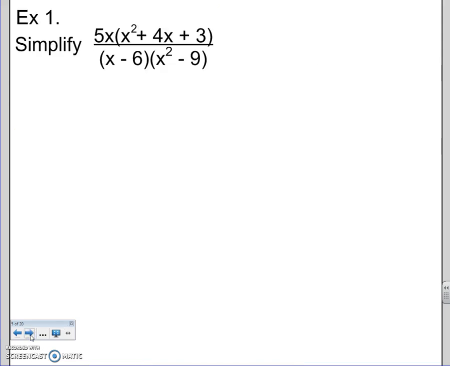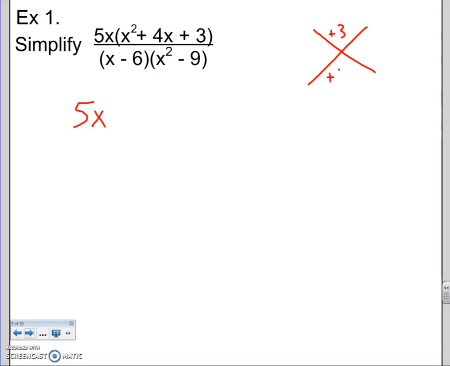All right, so let's do the steps. So first is factor everything. For the top, we have 5 times x. All right, that's straight linear, leave it alone. Next is x squared plus 4x plus 3. So that's a quadratic. We're going to do factoring the AC method. So a times c is positive 3 on top.